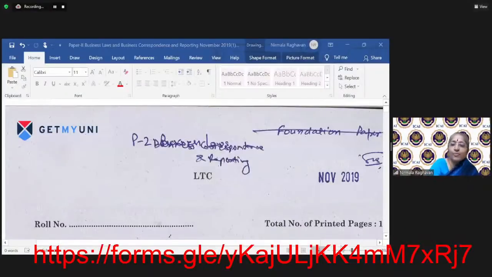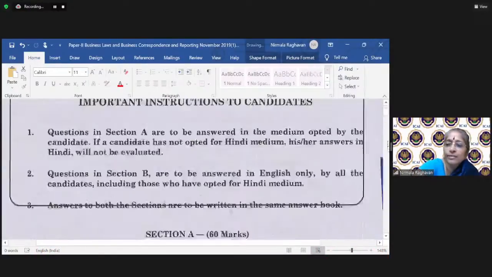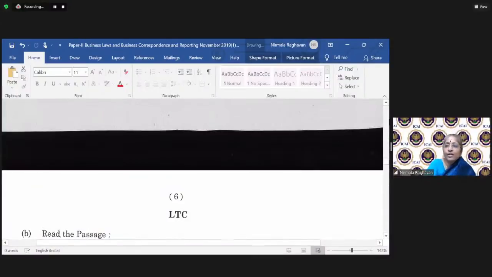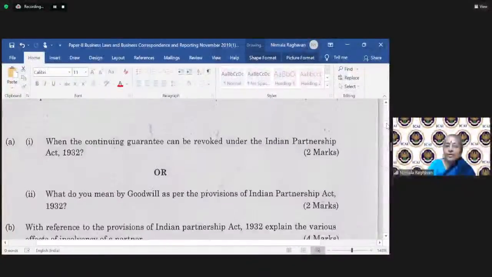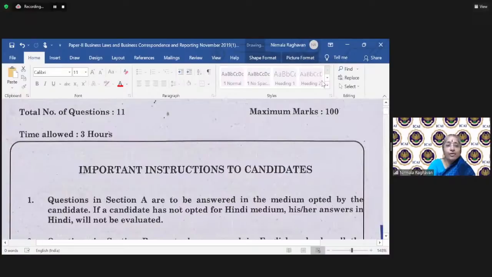Yeah, here I'm sharing the sample question paper. This is November 2019. So this is how it goes. You see, important instructions to candidates. Time allowed is 3 hours. Total number of questions, 11, is for the law paper, right? Totally, it's for 100 marks, the law and the foundation English paper. Questions in section A are to be answered in the medium opted by the candidate. If a candidate has not opted for Hindi, he cannot answer in Hindi. This is not for English because English has to be answered only in English.